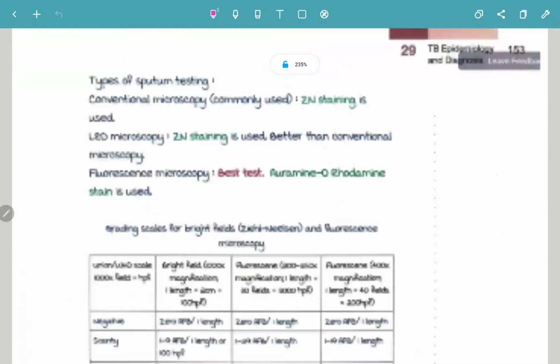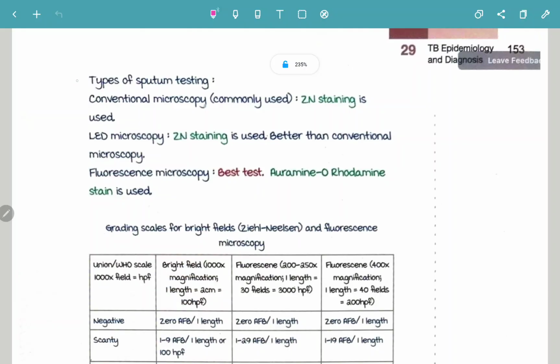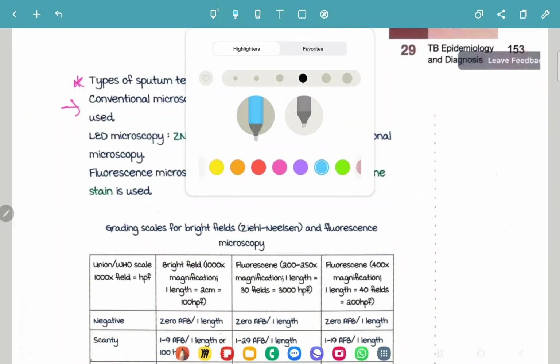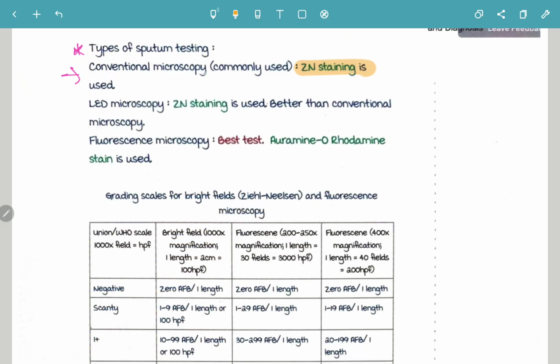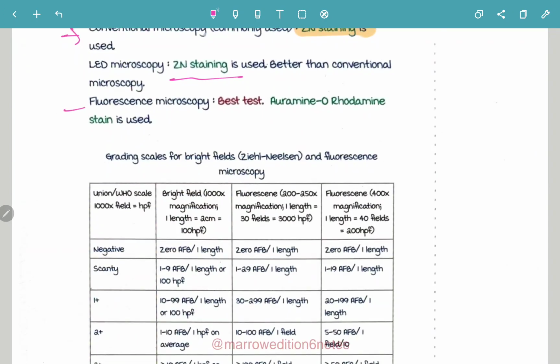Now let's look at the types of sputum testing. First is conventional microscopy, that is the Ziehl-Neelsen method. Then you can do it by a LED microscope also, with the same Ziehl-Neelsen staining. Fluorescence microscopy is the best test. Very important. The best one is going to be fluorescence microscopy.